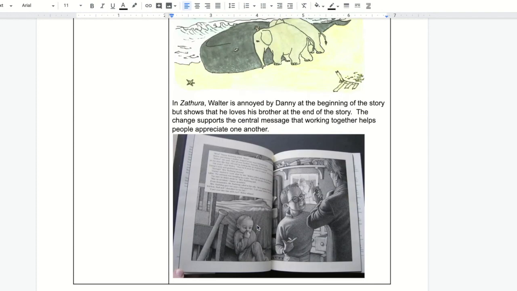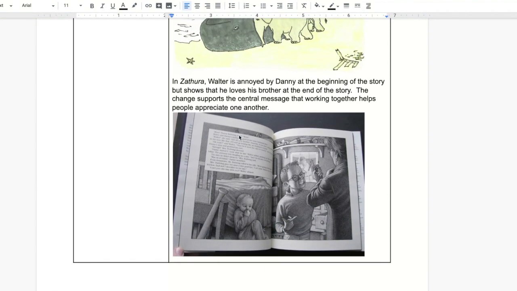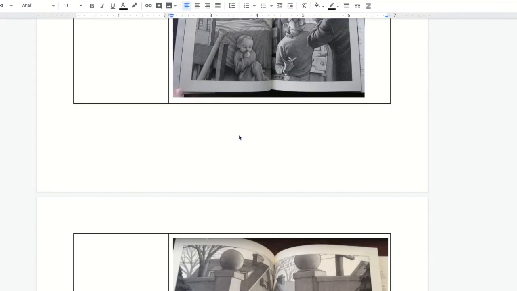Then in Zathura, in Module 2, we see that Walter changes from the beginning of the text to the end. He's annoyed by Danny, his younger brother, at the beginning of the story, but he shows by the end of the story that he does love his brother. And the change supports the central message that working together helps people appreciate one another, because throughout the game, they needed to work together in order to finish the game, in order to come back to Earth and for everything to go back to normal. And so Walter learns that he needs to get along with his brother, but also that he truly does love his brother and he wants the both of them to come back home together.